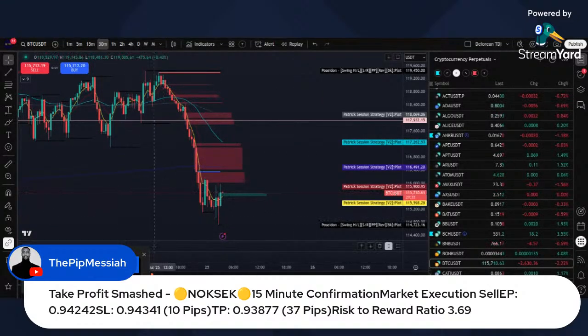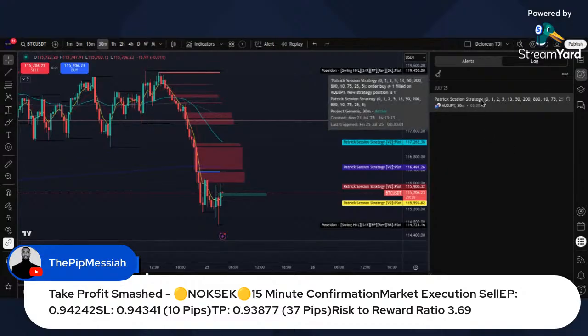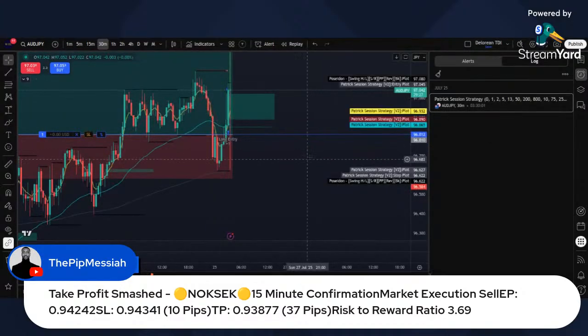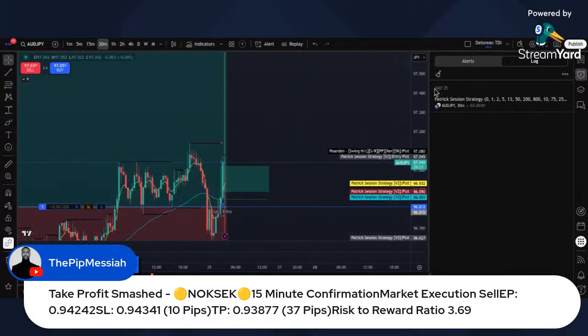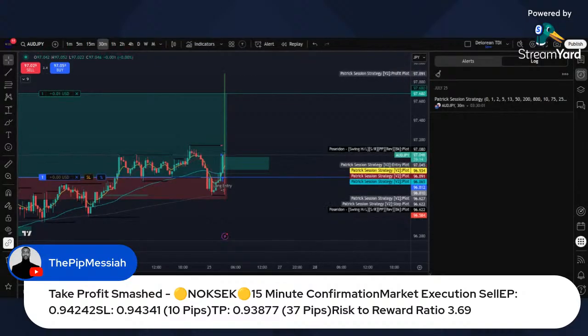Take a look at this call. So this is on the 30-minute. We did have a call on the 15-minute. At the 30-minute, it's calling a buy all the way to 97.891. So here's another opportunity for you to enter the market. 30-minute confirmation on Australian dollar.